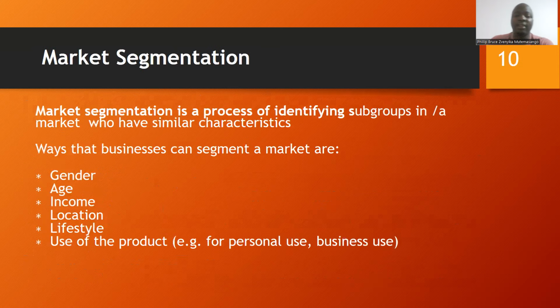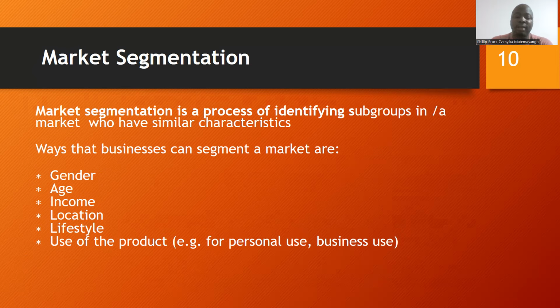Then let's talk about our last area here, which is market segmentation, which is the process of identifying subgroups in a market who have similar characteristics. Businesses may divide their whole market into smaller markets, generally the subgroups, and they have similar characteristics, and the basis that can be used to divide such a market can be, the first one, gender. Some products are meant for men, some for women. Age, some are for the young, the teenagers, the adults, the elderly.